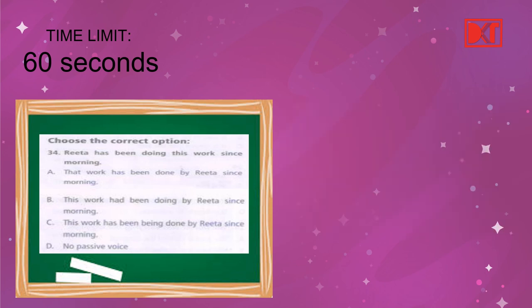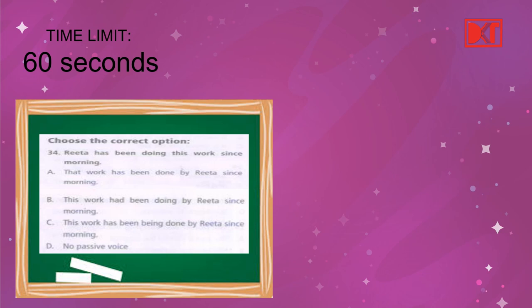Okay, so here we have to choose the correct option. Rita has been doing this work since morning. Alright, here the options are A, that work has been done by Rita since morning. B, this work has been doing by Rita since morning. C, this work has been being done by Rita since morning. Or D, no passive voice.